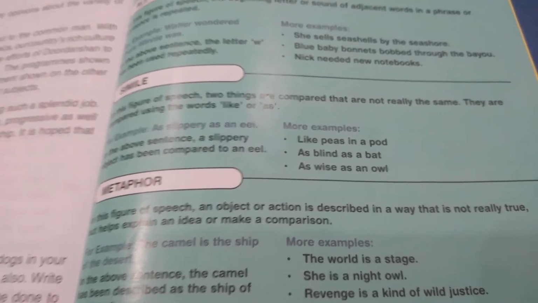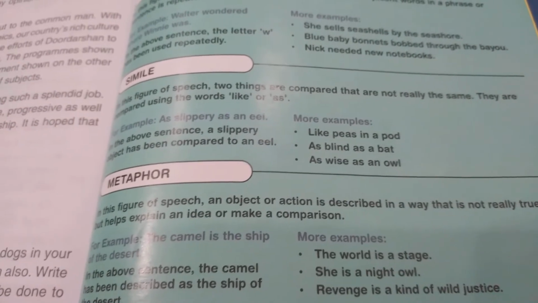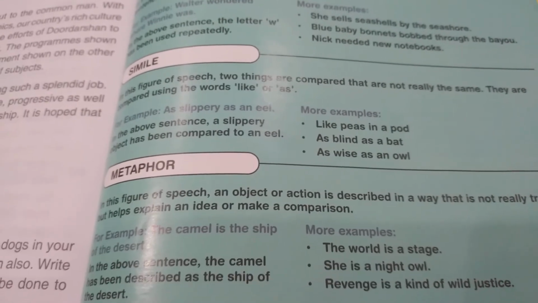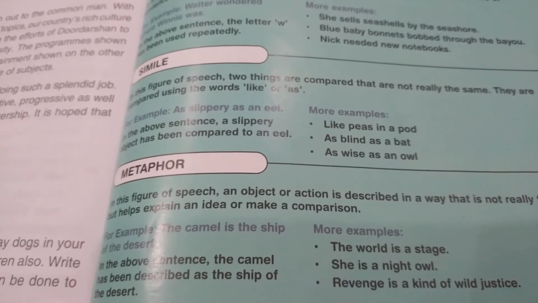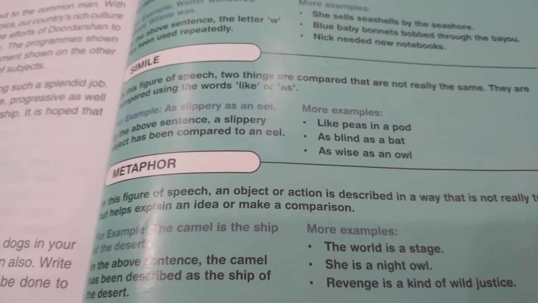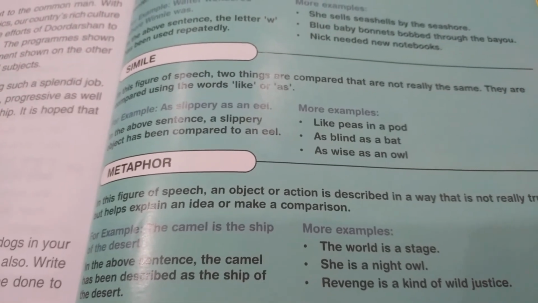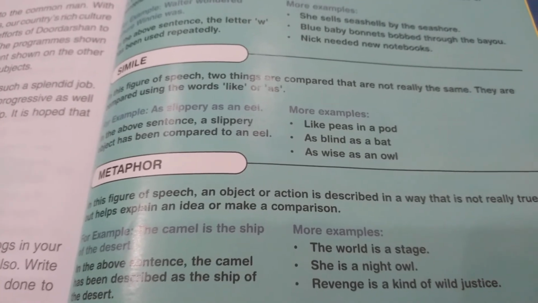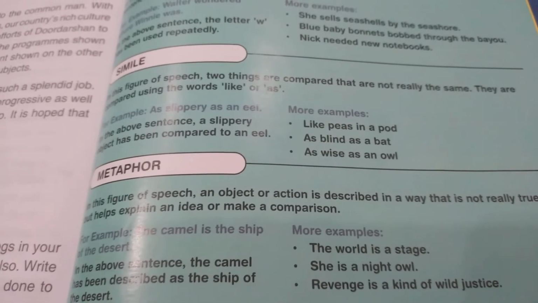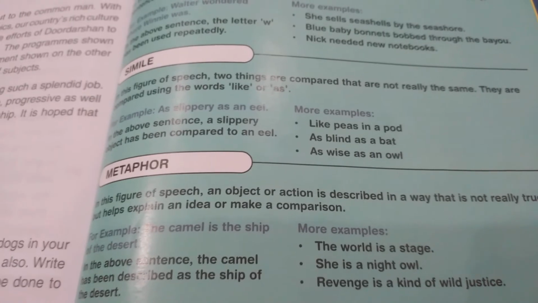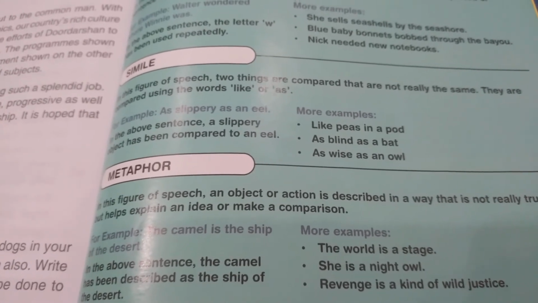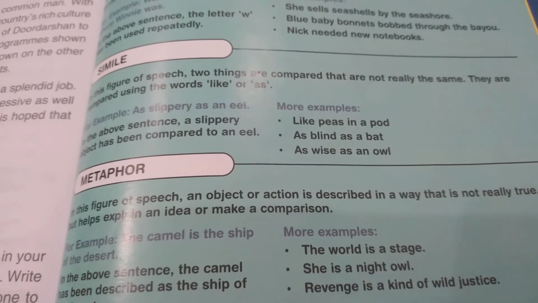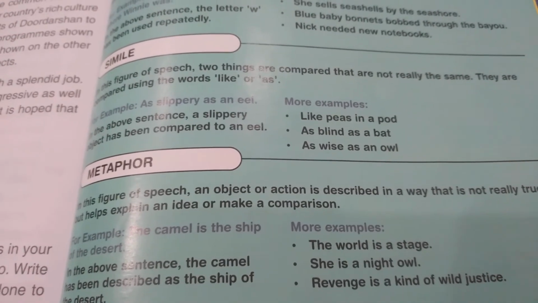For example, if we say the camel is like the ship of the desert, here we are using the word like. So when we are using the word like, then it is an example of simile. But if we say the camel is the ship of the desert, it means we are giving the name of ship to the camel. We are comparing it with the ship, but here we have given it the name ship.